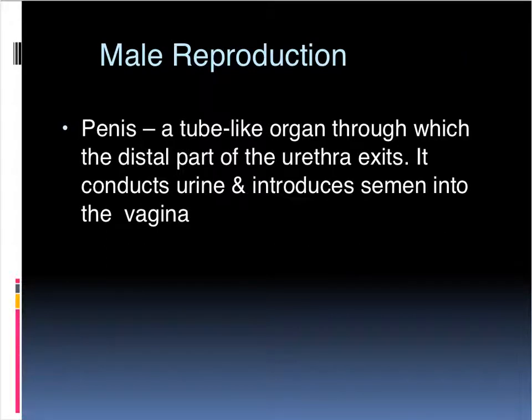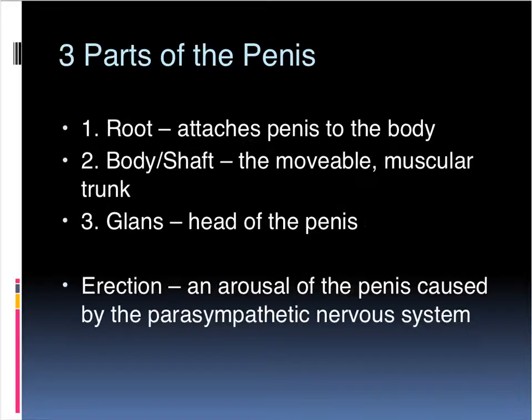The penis is a tube-like organ through which the distal part of the urethra exits. It conducts urine and introduces semen into the vagina. The penis is made of 3 parts. Number 1, we have the root that attaches the penis to the body. Number 2, we have the body and the shaft. That's the movable muscular trunk. And number 3, we have the glans, the head of the penis. An erection is the arousal of the penis caused by the parasympathetic nervous system.